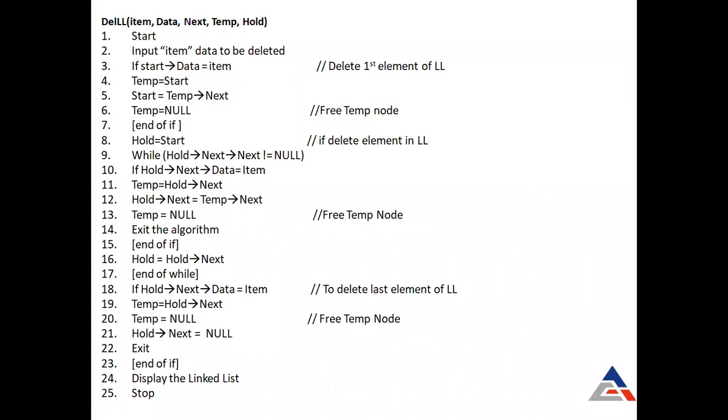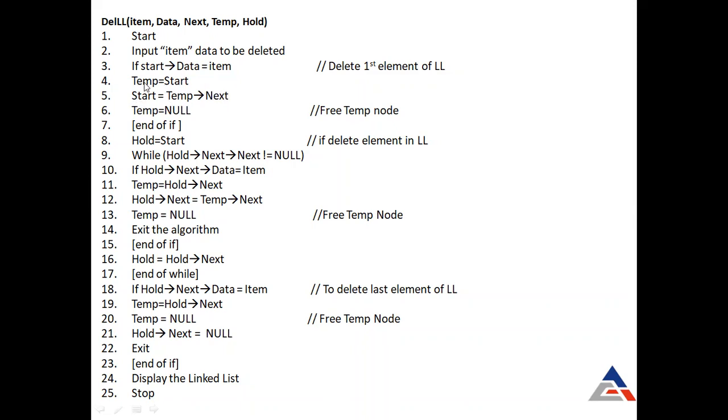Then start becomes temp of next. It means that earlier start was at a particular location, the first node. Now start has deleted the first node. Now you can see over here in the fifth point, start is equal to temp of start. What is temp? Temp is start. So you can write over here, start is equal to start of next. So whatever the element next to start is, that becomes the first element over here. Now the link will start from the second element because the first element is deleted.